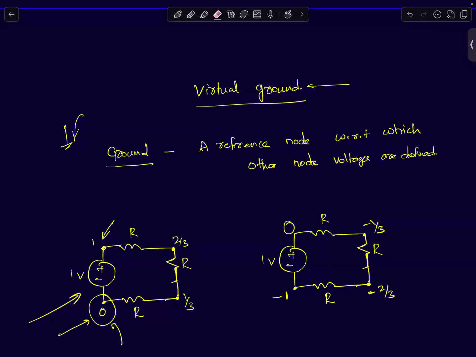And that reference node is what we call ground. There is no practical significance to it. It just helps in analyzing circuits. It's just a way of seeing what's happening in a circuit. So a ground is just a reference point. It can be arbitrary. You can define any node as a ground. If you define this node as 0, then this node is at 1 volt.